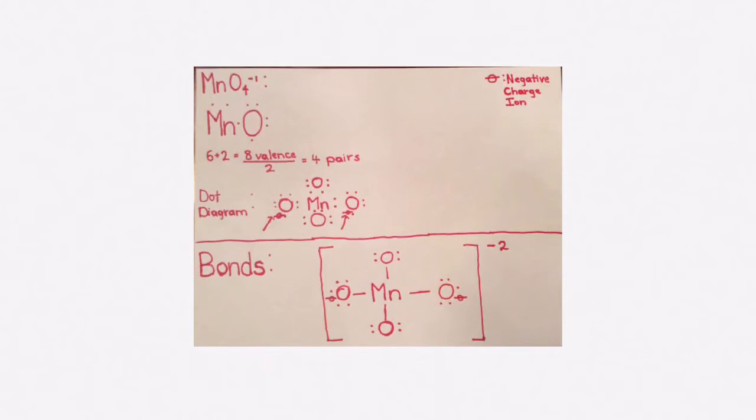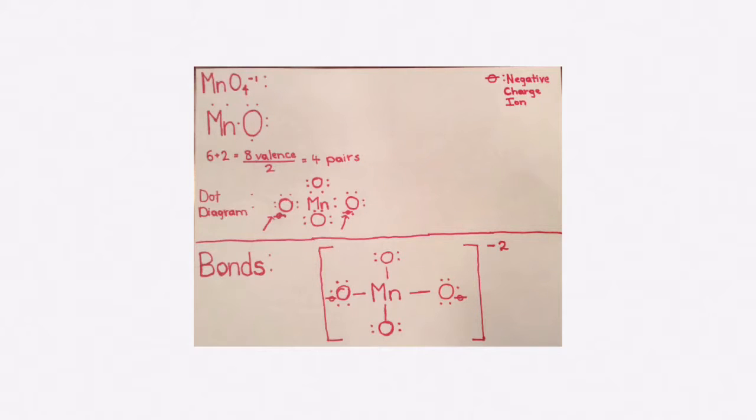The second Lewis dot structure is MnO4 to -1 charge. So manganese has 2 valence electrons, and oxygen has 6 valence electrons. So you do 6 plus 2 equals 8 valence electrons, divided by 2 equals a total of 4 pairs.